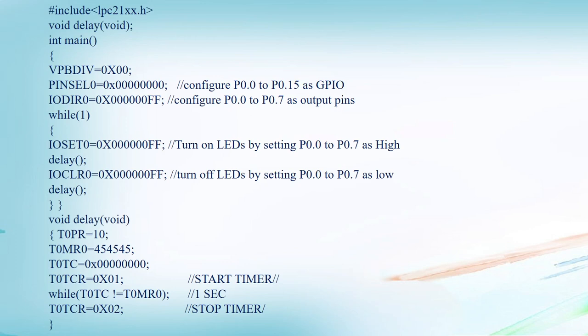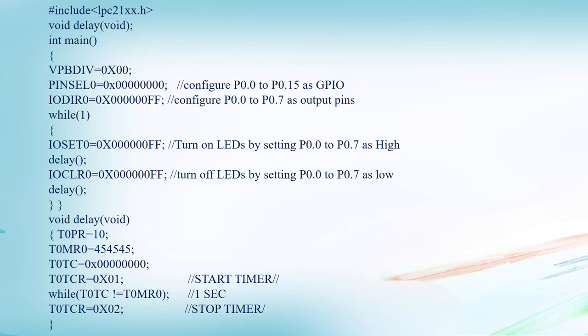IODIR0 equals 0x0000FF. This register is used to configure the IO pins as output or input. As we have given FF to P0.0 to P0.7, it configures P0.0 to P0.7 as output pins. In the while(1) loop, IOSET0 equals 0x000000FF, which means turn on the LEDs by setting P0.0 to P0.7 high. Then call the delay, which will be for 1 second. Then IOCLR0 equals 0x000000FF, which means turn off the LEDs by setting P0.0 to P0.7 low.